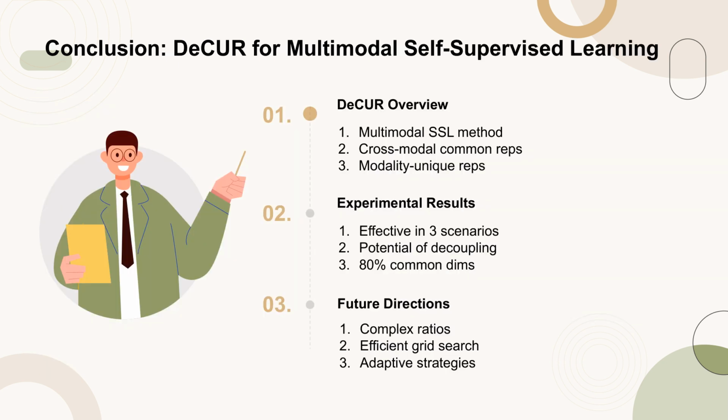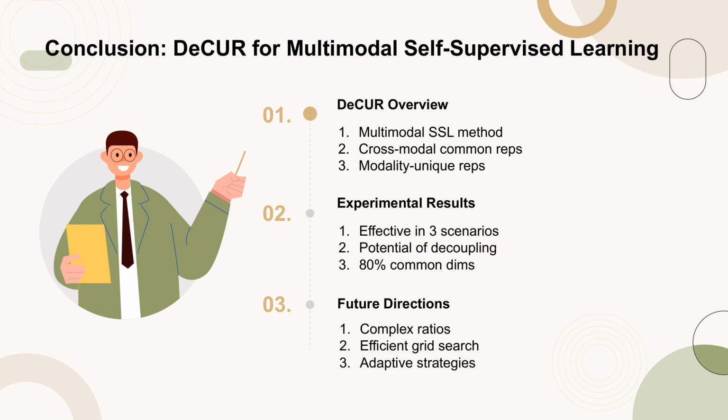DeCUR is a multimodal self-supervised learning method that aims to learn both cross-modal common and modality-unique representations. The method has been proven effective through extensive experiments in 3 common multimodal scenarios, highlighting the potential of modality decoupling. However, one limitation is the simplification of the multimodal situation by allocating the same common unique ratio across the dataset.